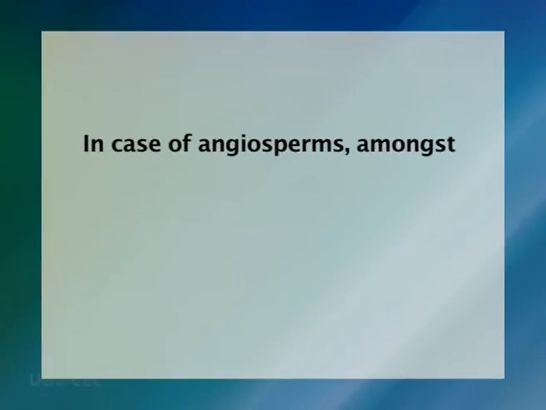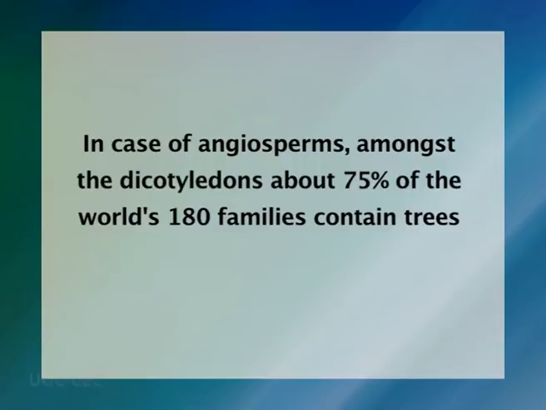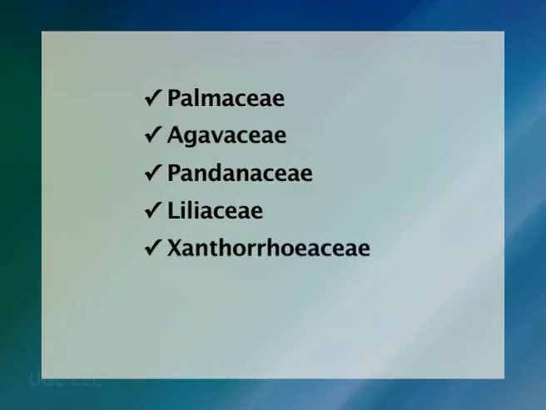In case of angiosperms, amongst the dicotyledons, about 75% of the world's almost 180 families contain trees. In contrast, in monocotyledons, a wide-ranging set of trees are concentrated in just a few families such as Palmaceae, Agaveaceae, Pandanaceae, Liliaceae, and Xanthorrhoeaceae, and of course also Strelitziaceae.